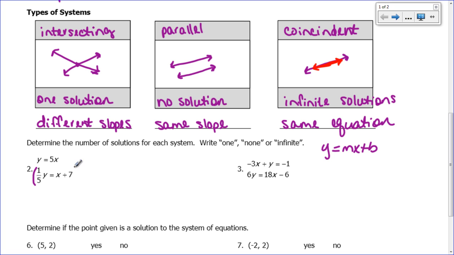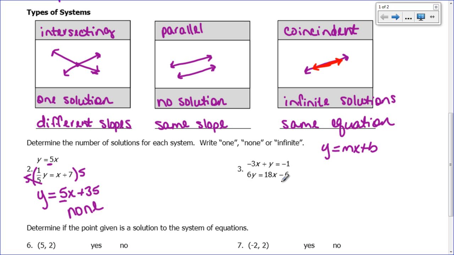So I'm going to have to solve for y by multiplying this whole equation by 5. So these 5's will cancel. So I have y equals, and then over here I get 5x plus 35, because I have to multiply both parts of this by 5. Now I can look at my two equations. I have y equals 5x and y equals 5x plus 35. Well, they're not the same equation, so they can't be infinite solutions, but they do have the same slope. They both have a 5 in front of the x. Since they have the same slope, that means they're parallel lines, so this system has no solution, so I'm just going to write none.